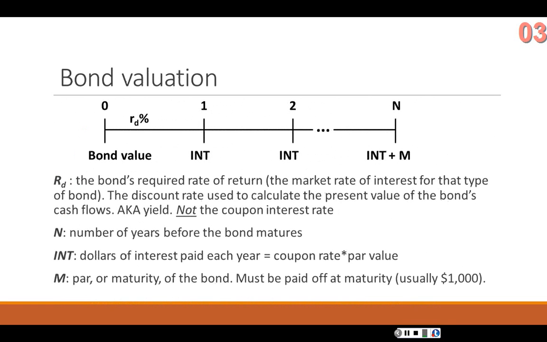So when we're valuing bonds, it's going to look like this. At time period 0 is the issue date. Each period, the bond holders are going to receive an interest payment. This interest payment is based upon the coupon rate. The coupon rate is stated, and upon maturity, the bond holders will receive the face value of the bond. The required rate of return is not the same as the coupon interest rate. The required rate of return is the discount rate that we use to calculate the present value of the bond's cash flows. Because remember, the value of any asset is the present value of the cash flows the asset is expected to produce.